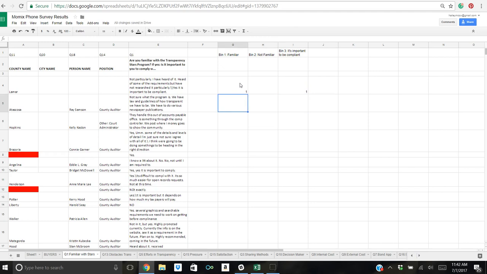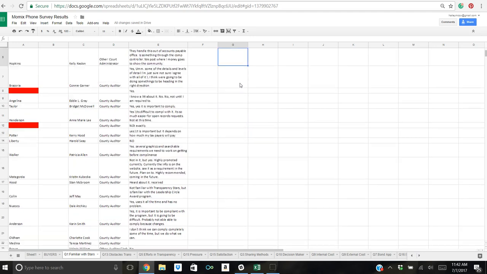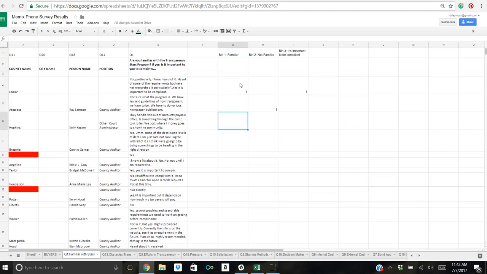"Not sure what the program is. We have law and guidelines of how transparent we should be. We have to do various newspaper publications." So they are not familiar with the program, so they fall into that bin. And they also don't indicate that it's important to them to be compliant with the program. So I would leave bin number 3 empty on that response. And then I would just go through all of my responses and do the same thing. I would put them into bins.